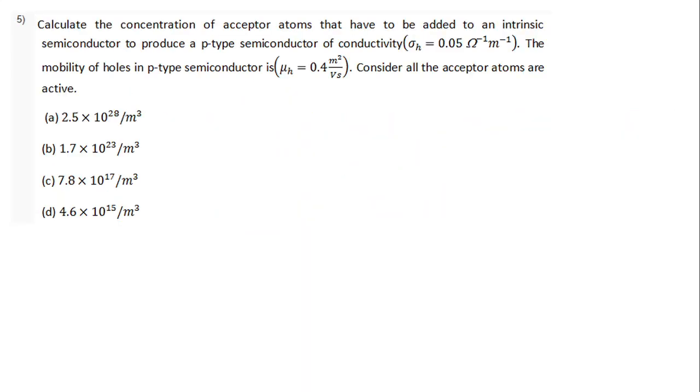Next question. Calculate the concentration of acceptor atoms that have to be added to an intrinsic semiconductor to produce a p-type semiconductor. So what this part of the question is saying is that we have to find the concentration of acceptor atoms. Acceptor atoms were added to the intrinsic semiconductor.